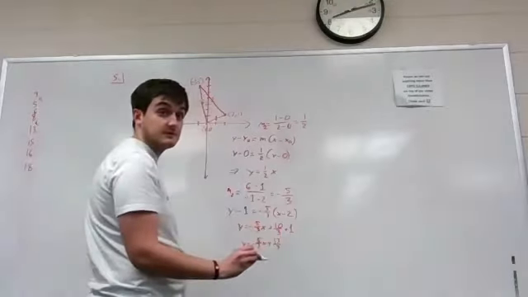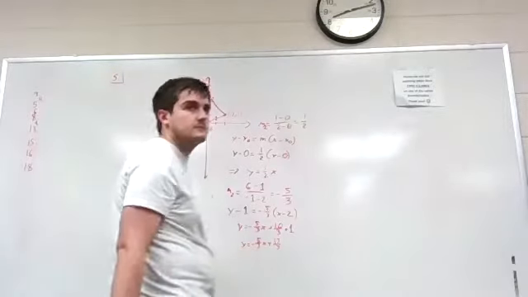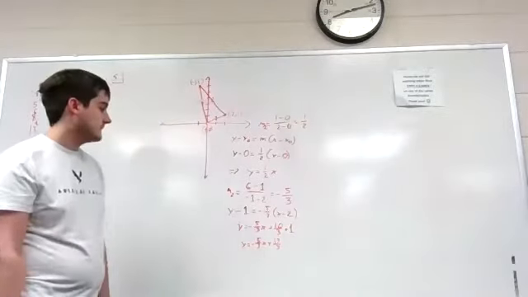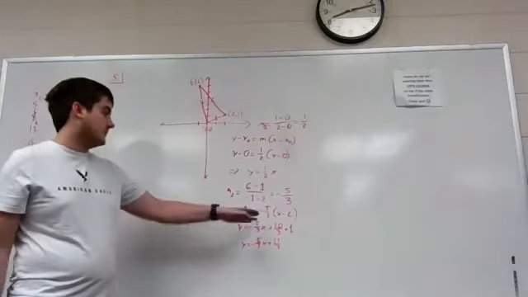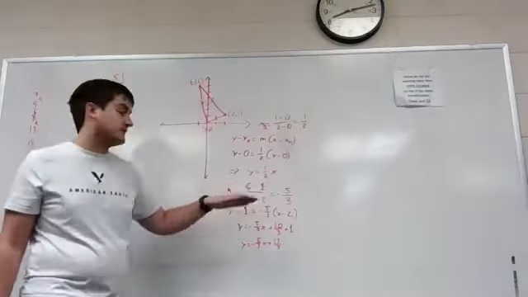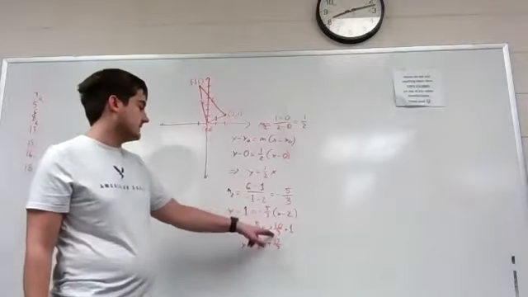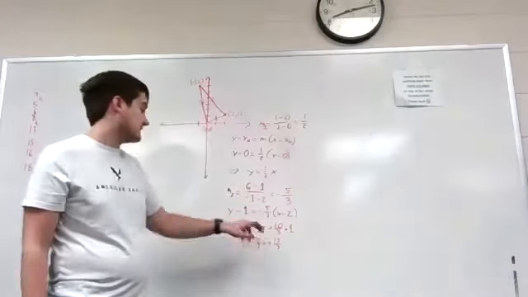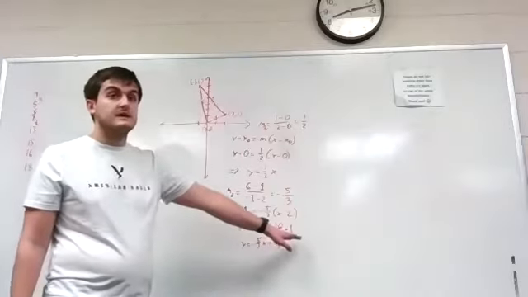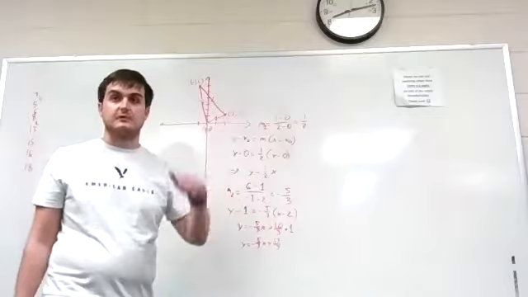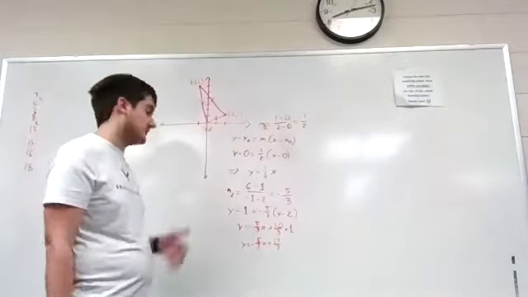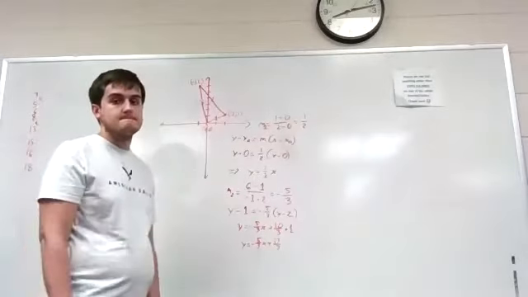Makes sense where I got 13/3 from? I distributed the -5/3, which gave me 10/3 and -5/3 x. Then I added 1 to both sides. 10/3 plus 1 is 13/3, because 1 is the same as 3 over 3, and 3 over 3 plus 10 over 3 is 13 over 3.